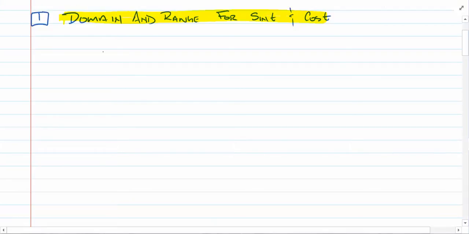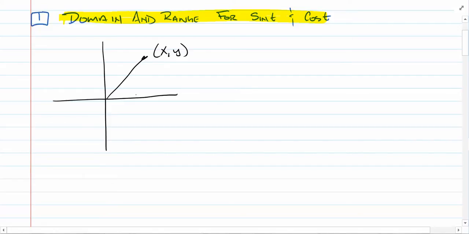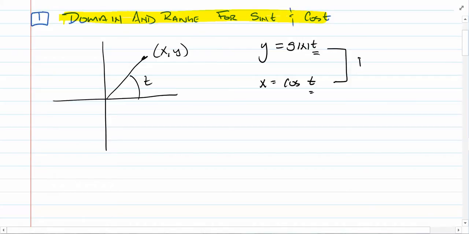All right, so consider for a second the unit circle that we have here. There's some point over here, which we'll just call x and y, and then there is some t here, some angle that we have going on. We know from previous lessons that y is equal to the sine of t, and x is equal to the cosine of t. So the t parts here represent the domains. This represents the input of these two trig functions.